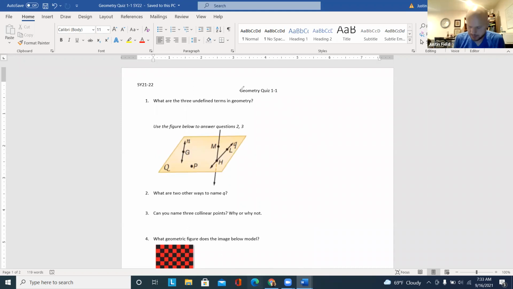And notate. All right. I don't think anyone got the points. Point, line, plane. We don't have a lot of undefined terms in geometry. We just have 3. And so they're very special. Point, line, plane. What are 2 other ways to name Q?